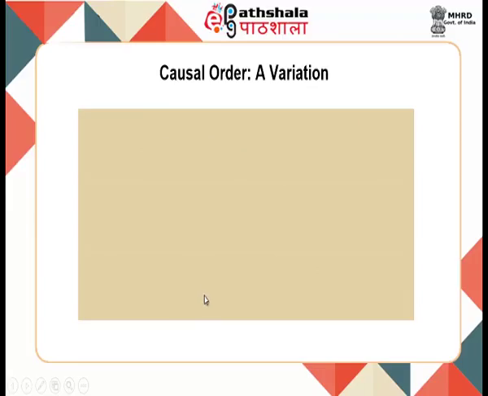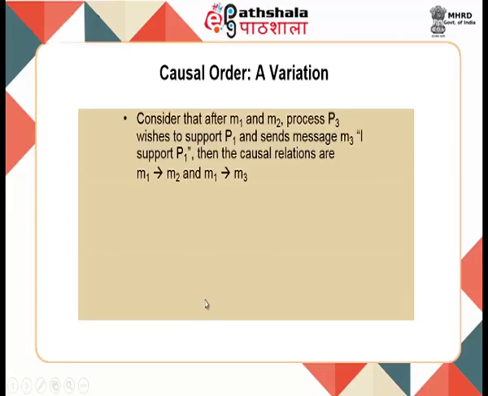Now, let us look at a variation of causal ordering. Let us consider that M1 and M2 are two messages sent by processes, and P3 sends a message M3 in support of P1 rather than P2. We take the example from the last one and make a variation of it.